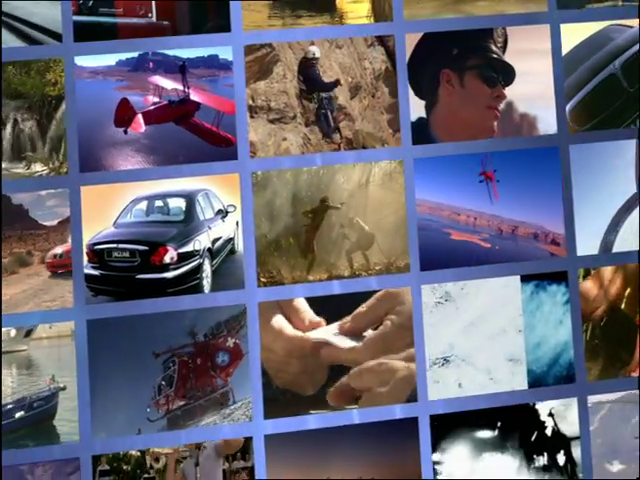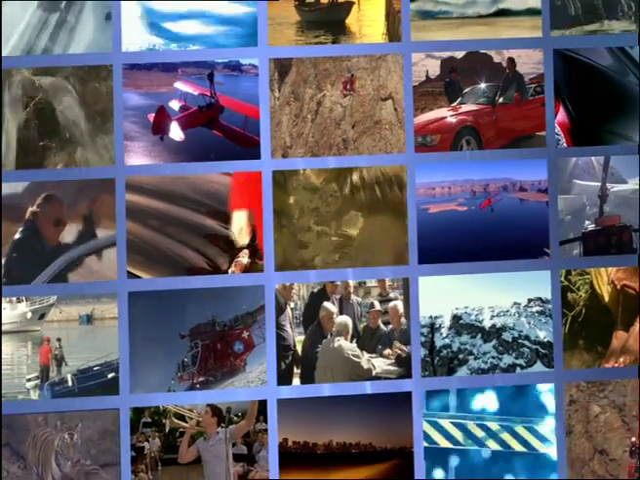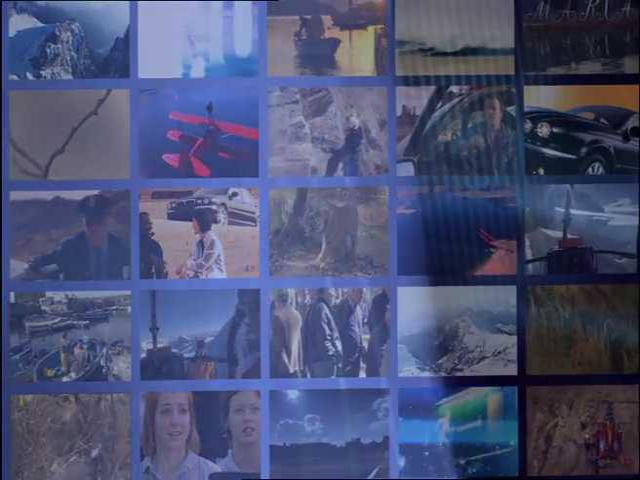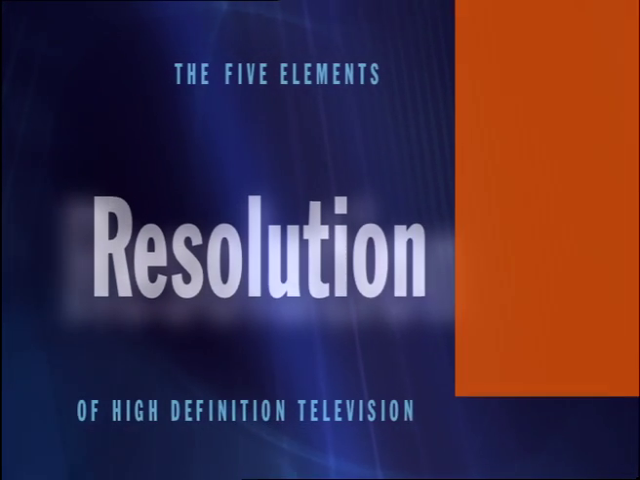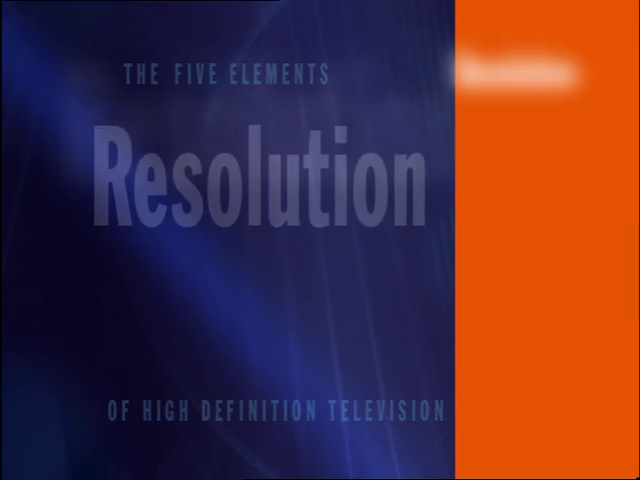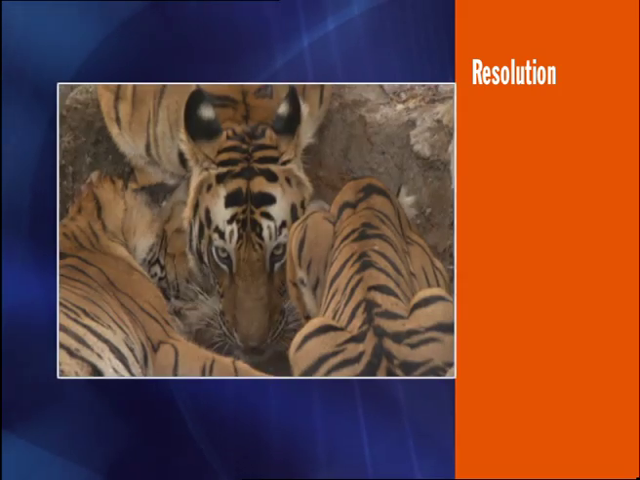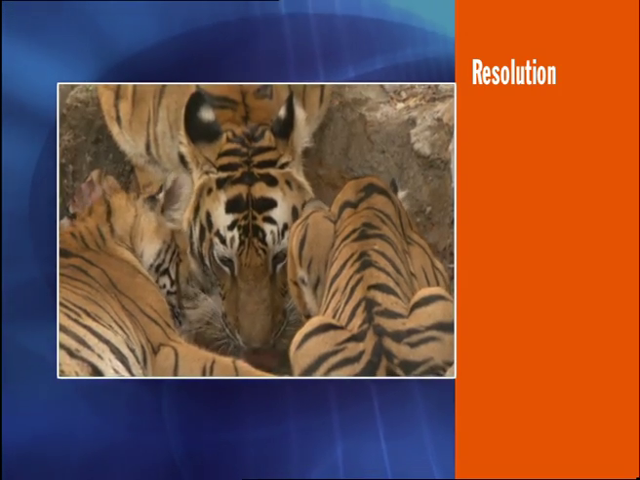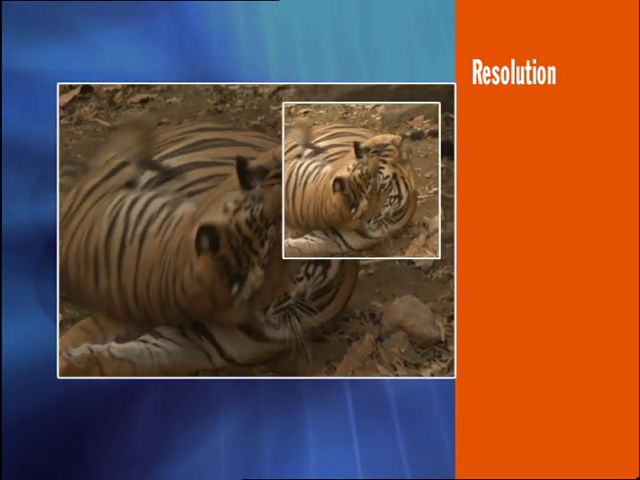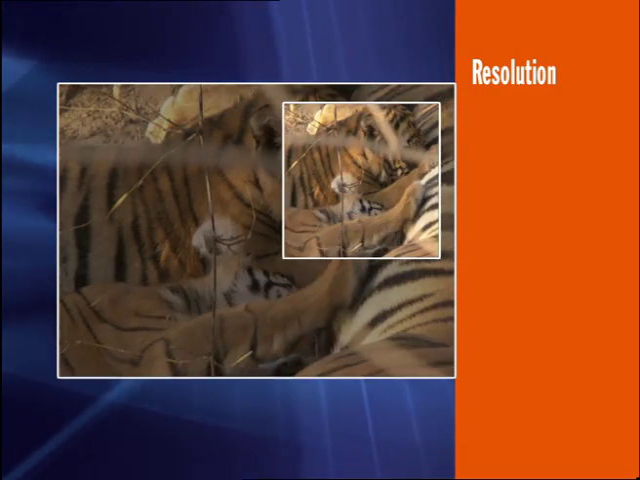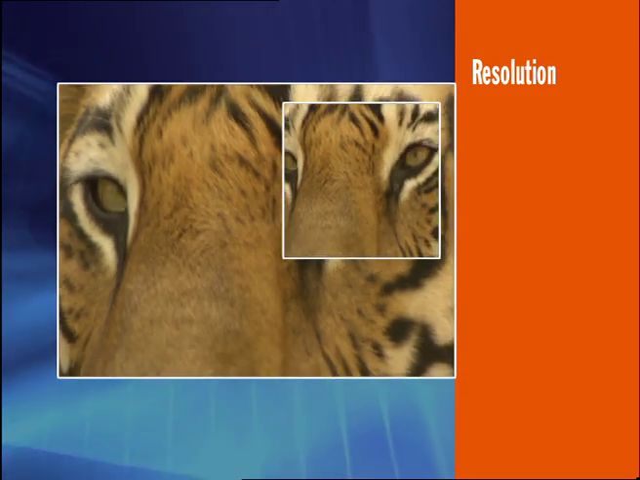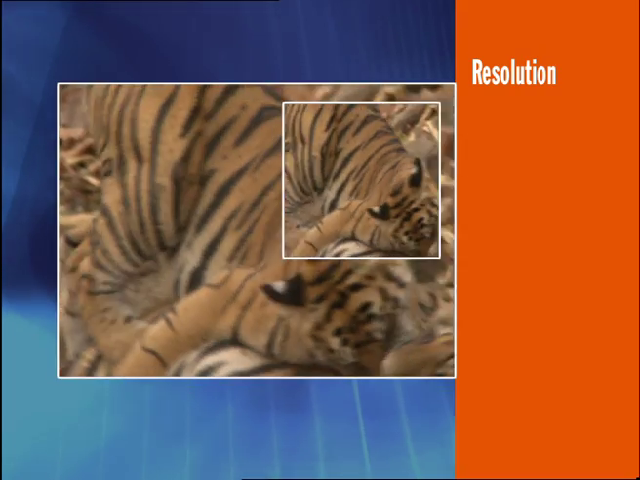Let's look in more detail at the 5 essential elements of high-definition television. The first of these is resolution. As its very name suggests, high definition, or HD, contains far more information than any traditional television format. Just by comparing their relative sizes, it's obvious just how much difference there really is.